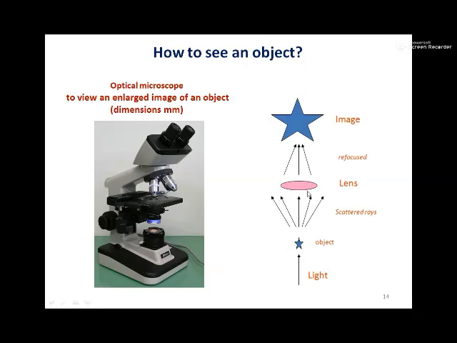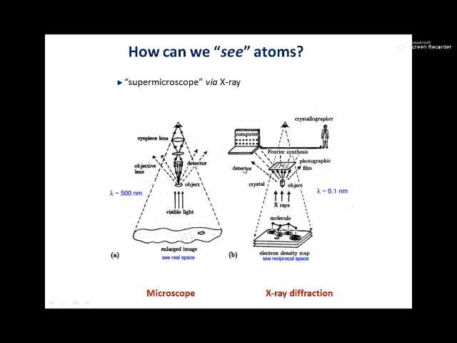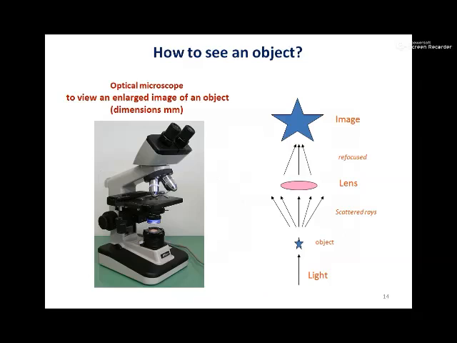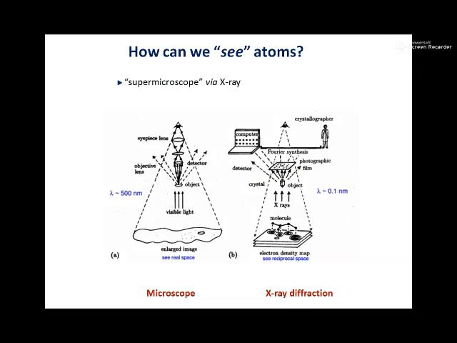Okay, and you have some lens which makes this object or this scattered light much bigger, and you will get this image. But we don't have such a powerful microscope in our hand to inspect dimensions of the order of Angstrom. So we need some super microscope that is constructed via X-ray. So what happens?